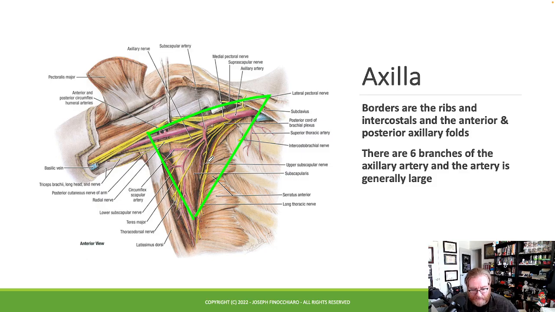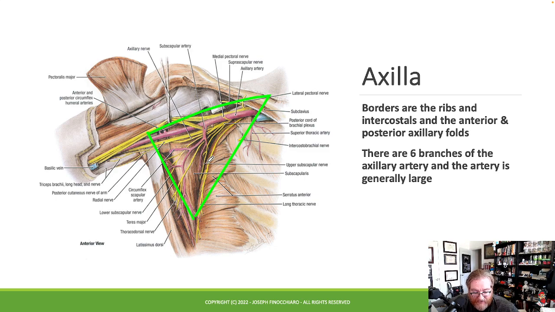Borders of the ribs and intercostals, and the anterior and posterior axillary folds. So we have our ribs right here, and then we have a fold. If we reach in here, we can actually grab a fold. If we reach on the other side, we can grab a fold. That is what they are referring to.